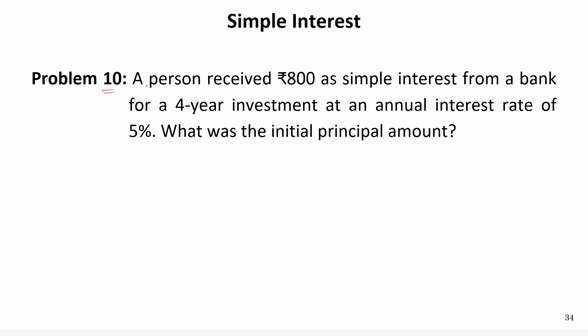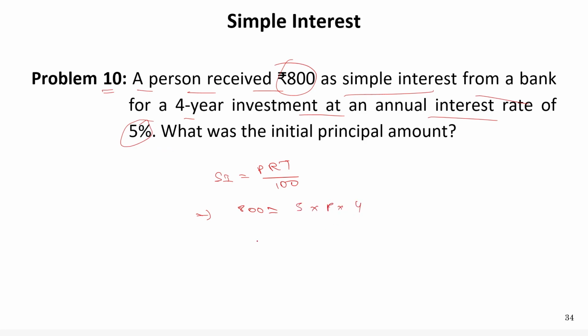So let's see problem number 10. A person receives 800 rupees as simple interest from a bank for a 4-year investment at an annual interest rate of 5%. What was the initial principal amount? SI is equal to PRT by 100, right? So this implies that 800 is equal to 5 into P into 4 by 100. P is equal to 800 into 100 by 5 into 4. This is 25 and this is 16.